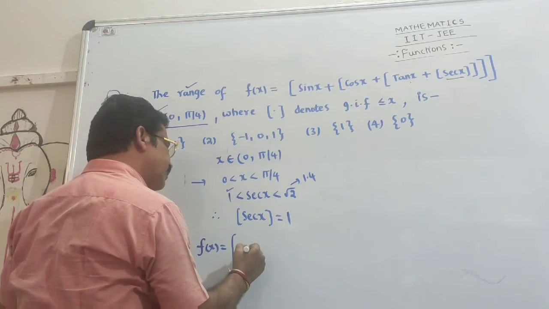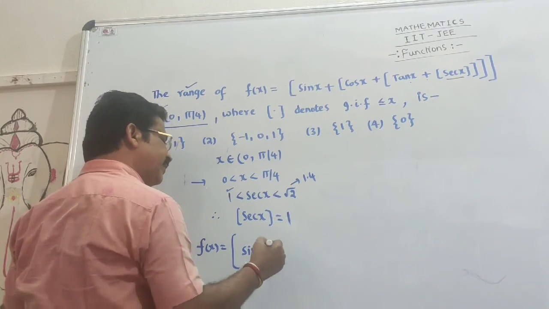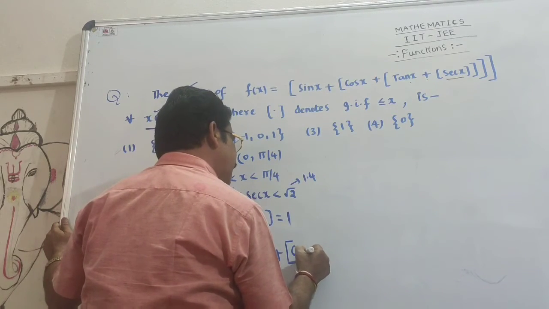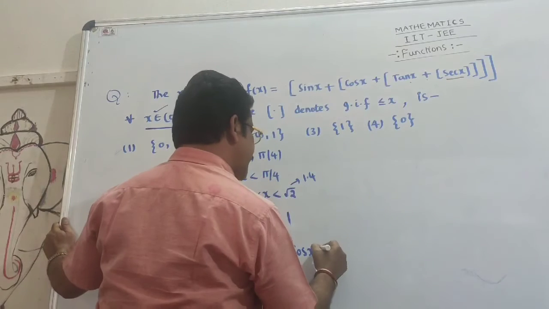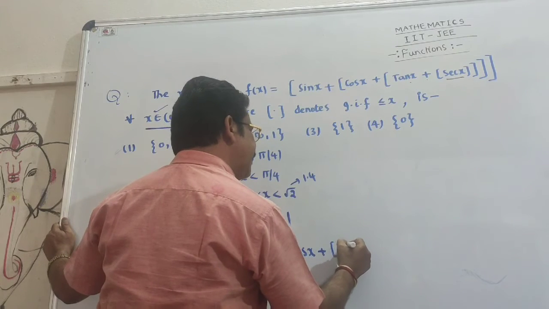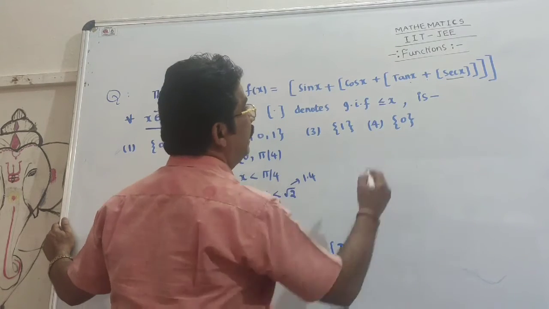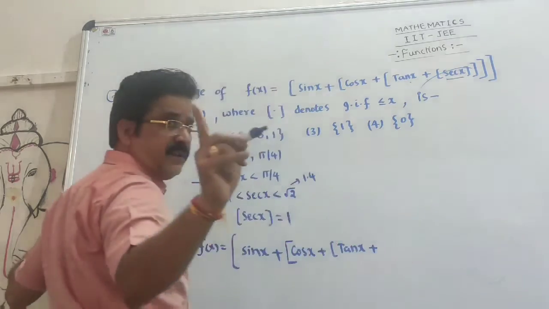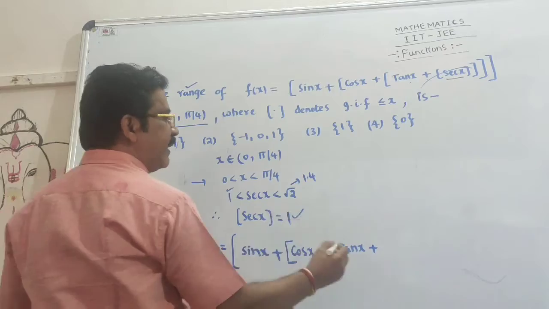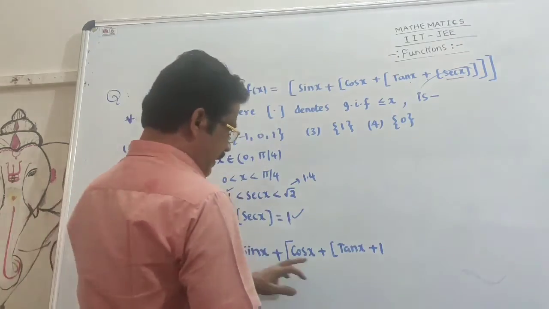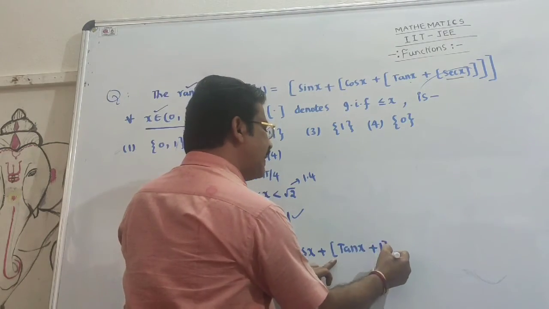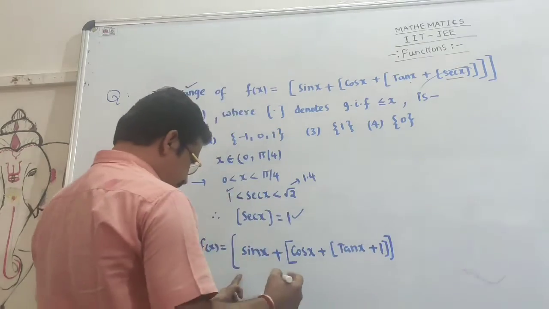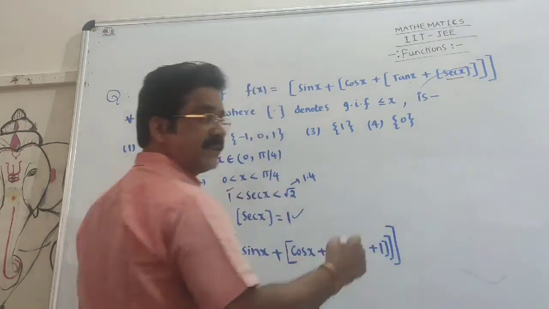sin x plus box of cos x plus box of tan x plus box of secant x, whose value is 1. We found here 1. Okay, let us close all the boxes, one by one, just like that.